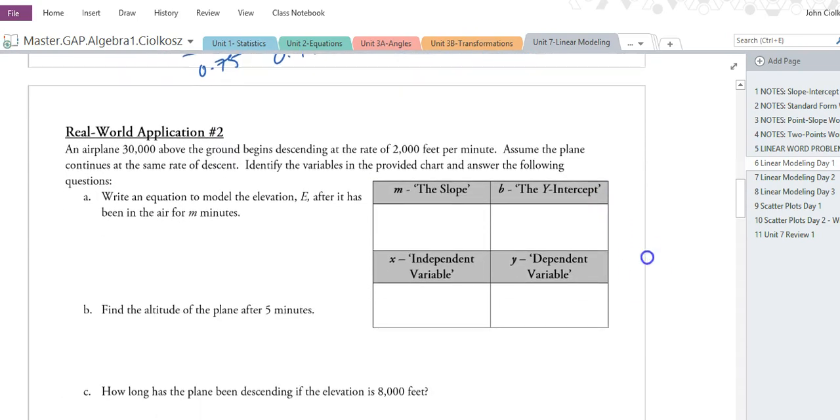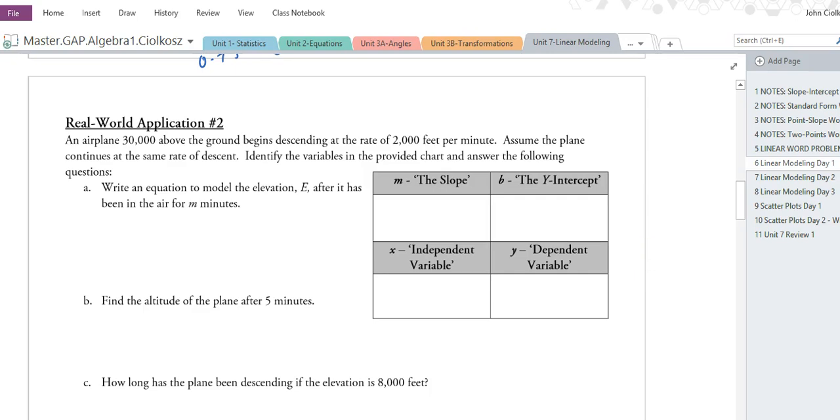Moving on to our next example. An airplane 30,000 feet above the ground begins descending. So it's going down, and that's a negative slope here. Feet per minute. Assume the plane continues at the same rate of descent. Let's look at our variables. M here is that negative 2,000, and what it represents is that descending rate. The y-intercept would be 30,000. That's our starting height, or our initial height.